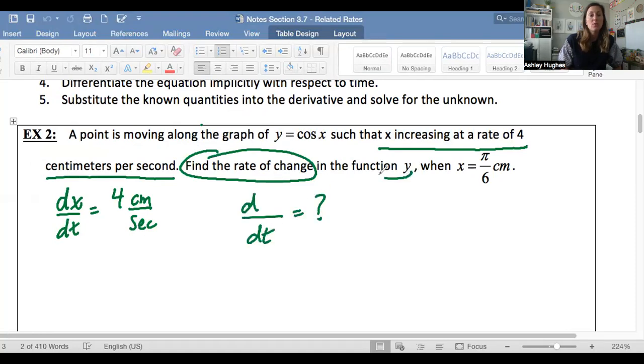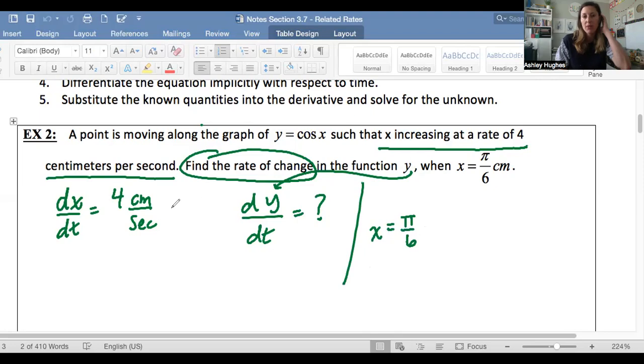Find the rate of change of y, okay, when, every time they write the word when, I do a slash, when x equals pi over 6. This is the way I set up every problem. I write down the given rate, I write down what we're looking for when we're at some value. Then you write down the equation. Well, in this case, they gave us the equation.